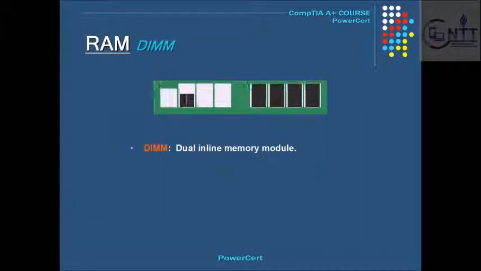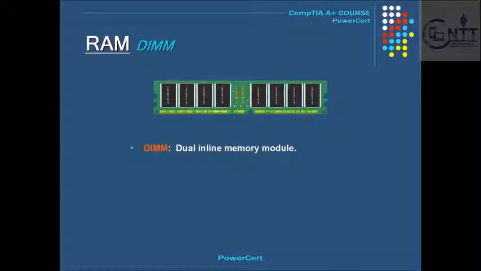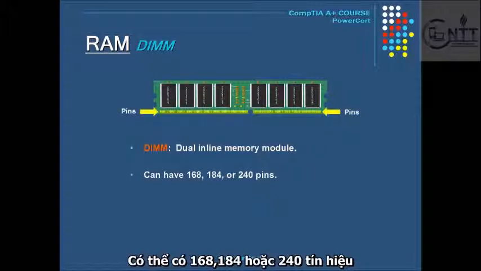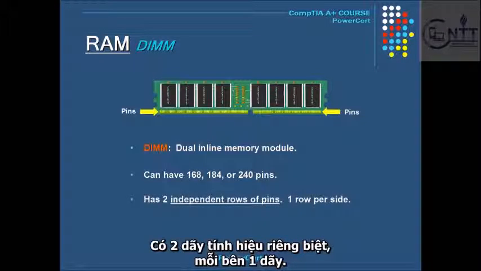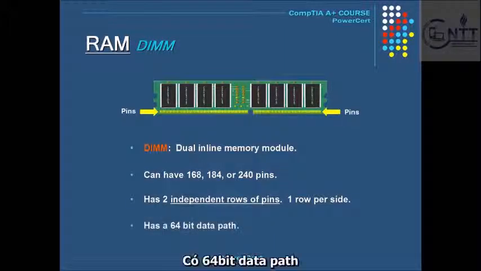For example, most motherboards have DIMM memory modules because it's the most common type to date. DIMM stands for Dual Inline Memory Module. A DIMM memory module has either 168, 184, or 240 pins. A DIMM is a dual inline module because it has 2 independent rows of these pins, one on each side. And DIMMs have a 64-bit data path.